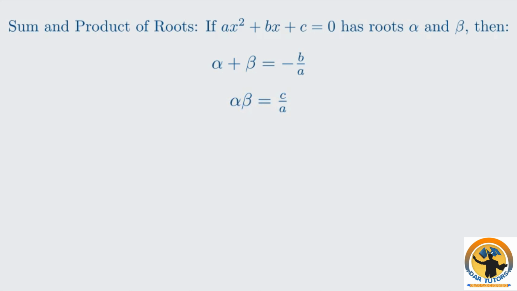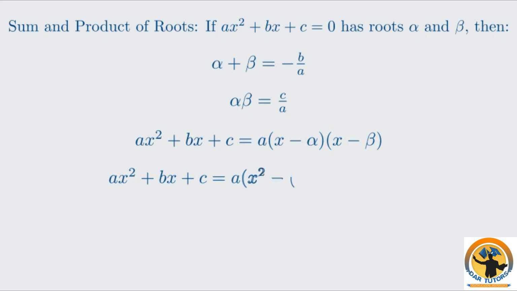Let's prove this. If alpha and beta are the roots, we can write the quadratic in factored form. ax squared plus bx plus c equals a times the quantity x minus alpha times the quantity x minus beta. Now, let's expand the right-hand side. This expands to a times the quantity x squared minus the sum of the roots times x plus the product of the roots.